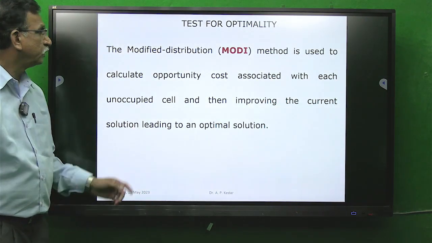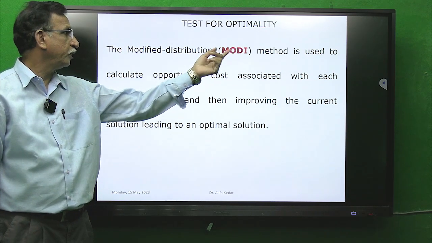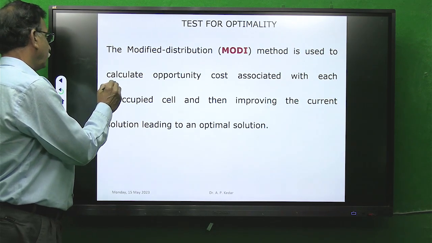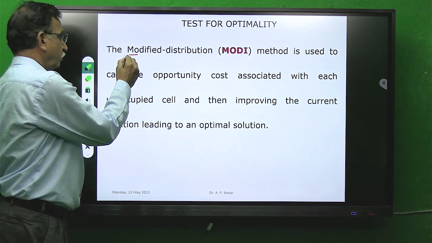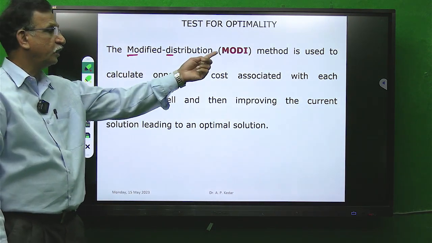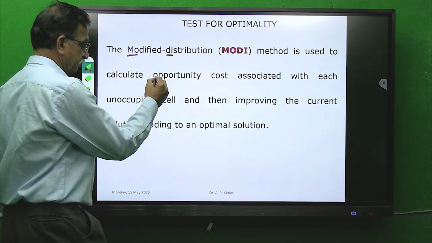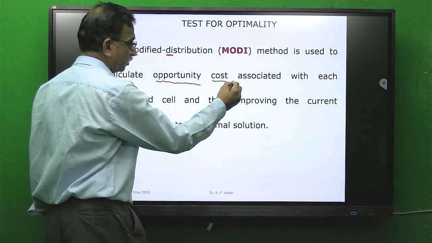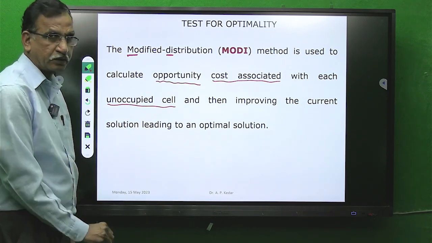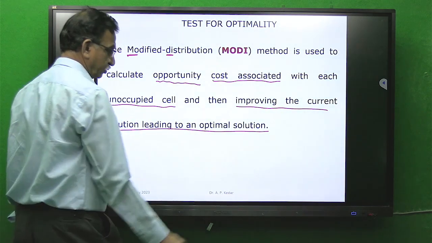As I have mentioned, the modified distribution, which I have written in brown color, MODI. From this MO and this DI, the combination, the MODI method, is used to calculate opportunity cost. I will explain all these terms. Opportunity cost associated with each unoccupied cell, and then improving the current solution, leading to the optimal solution.